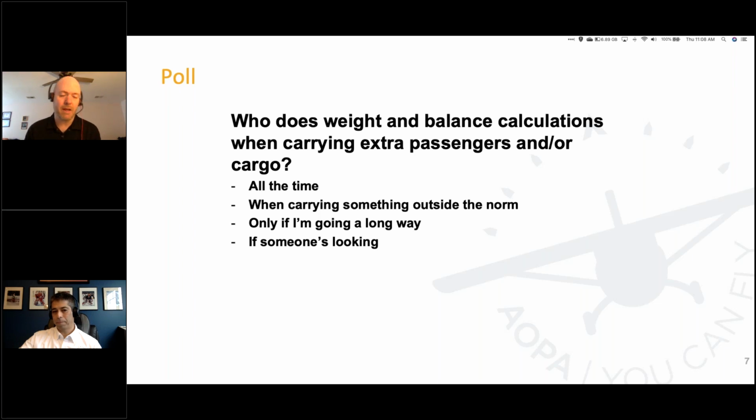I know it's going to be the same every time unless we take additional cargo or something. So I tend to do that more when I'm carrying something outside the norm because of what I do.